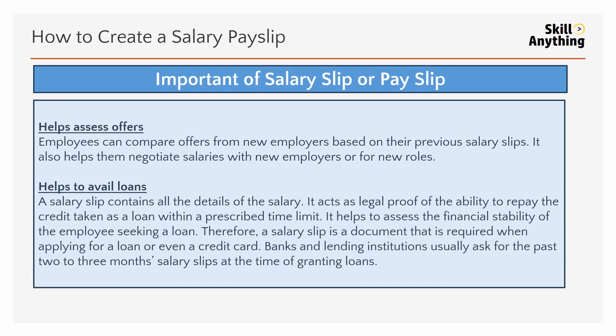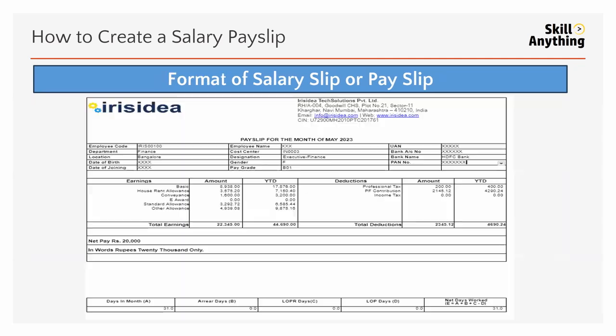The salary slip will act as legal proof that the borrower will repay their loan within a prescribed time limit. So the bank or lending institution usually asks for the past 2 or 3 months' salary slips at the time of granting a loan. Now let's see the format of a salary slip.